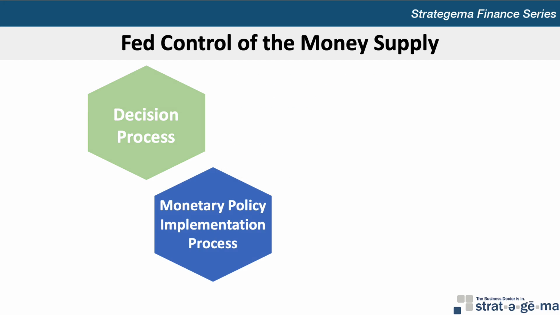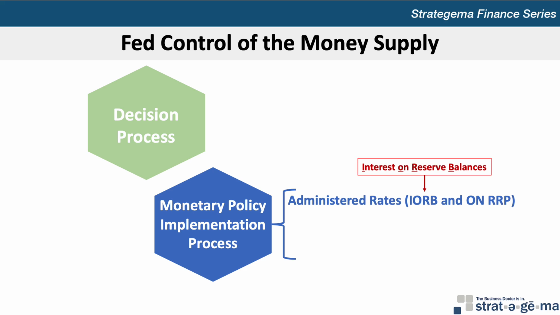If the FOMC determines that a change in monetary policy is appropriate, the 2 administered rates that the Fed currently uses to implement its monetary policy under the ample reserves framework are the interest rate on reserve balances, or IORB, set by the Board of Governors, and the rate on the overnight reverse repo facility, ONRRP, set by the FOMC. The IORB rate is the interest rate that the Fed provides to banks on their reserve accounts. The ONRRP rate is the interest rate that the Fed provides to other financial institutions and government-sponsored enterprises such as the Federal Home Loan Banks or money market mutual funds.